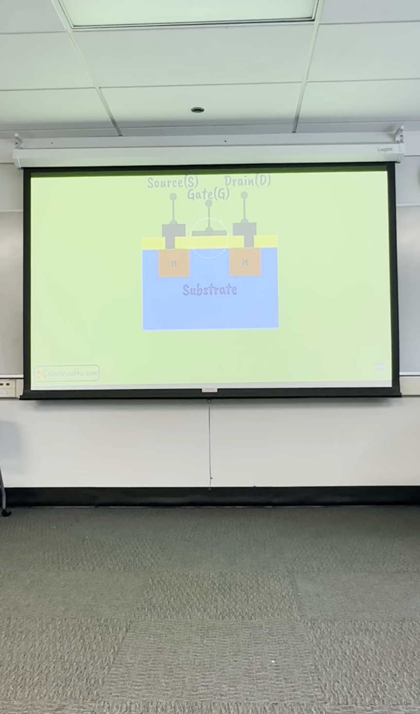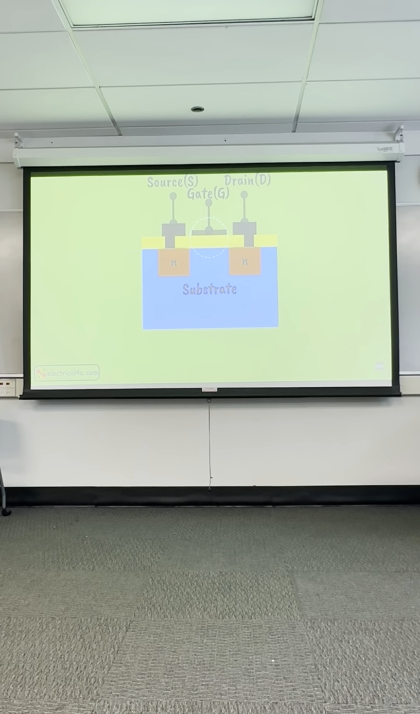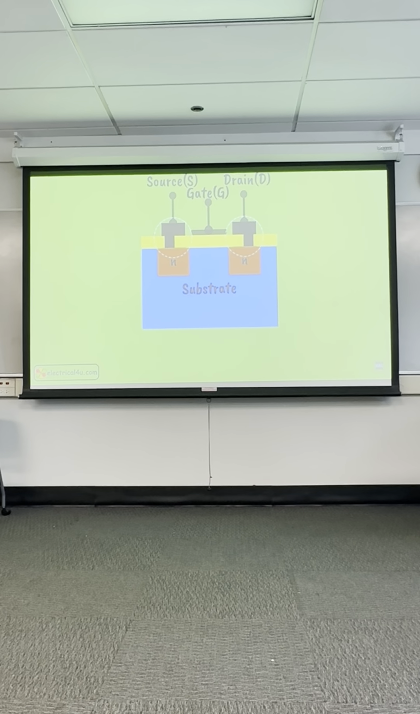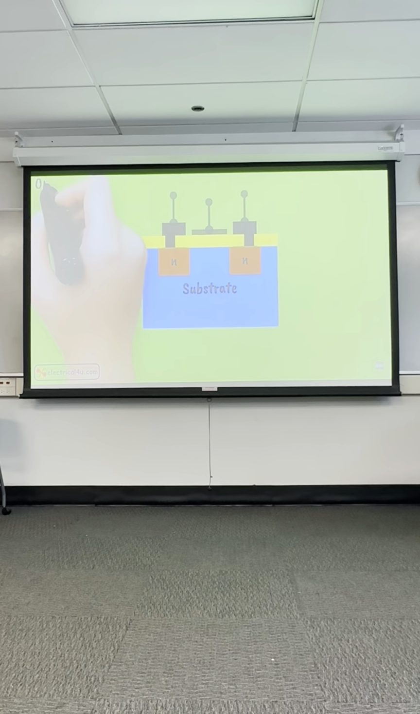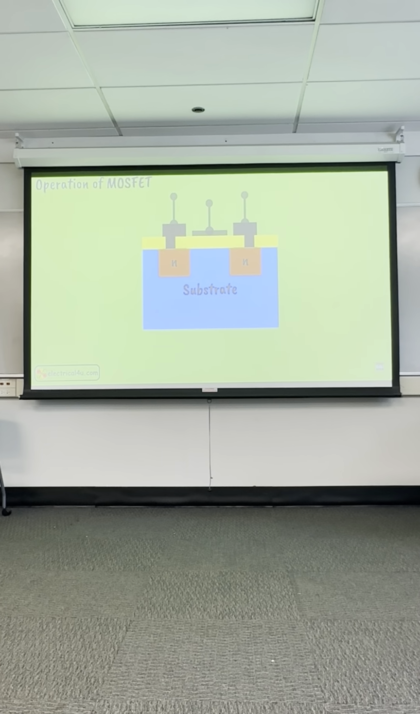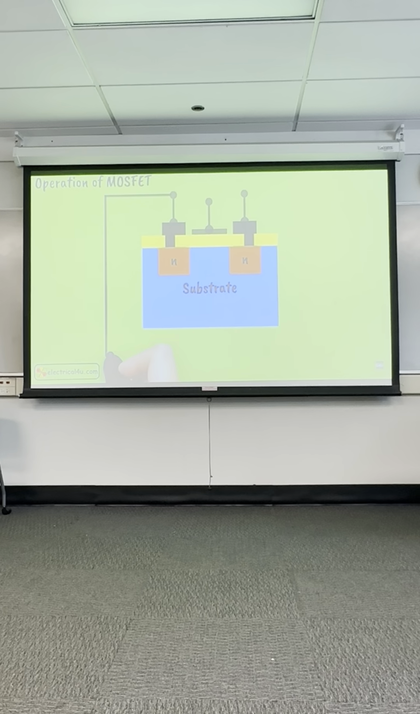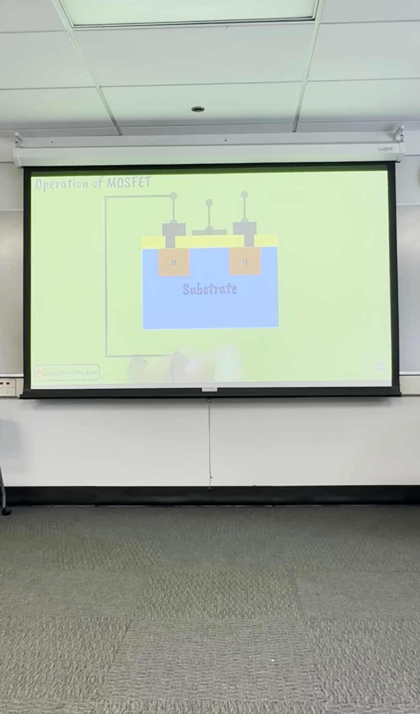Hence it is seen from the figure that gate contact is insulated from the substrate, but drain and source contacts are directly connected to respective N-type regions. This was the constructional feature of a MOSFET. Now we will come to the operational features of MOSFET. For that, we have to connect one DC voltage source between these two N-type regions.